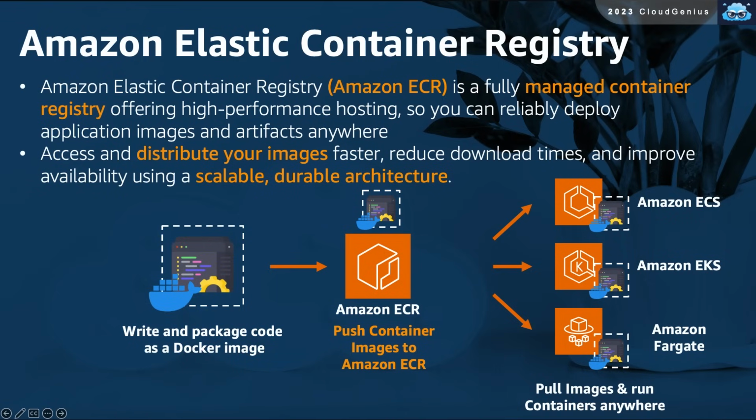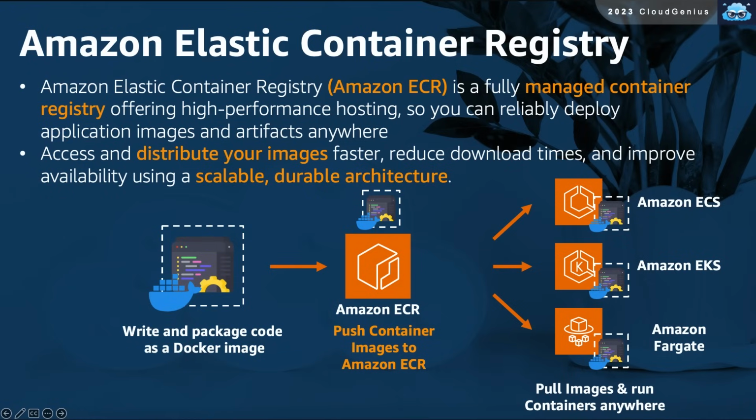Let's explore Amazon Elastic Container Registry, a fully managed container registry provided by AWS. Imagine you're developing containerized applications using Docker. Amazon ECR acts as a secure and scalable repository for storing, managing, and deploying your container images. Here's how it works: you push your container images to Amazon ECR, which securely stores and organizes them. Think of it as a library for your containerized applications.